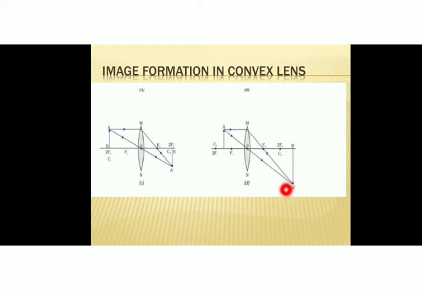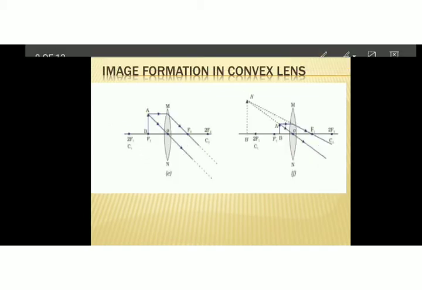And what about the size of the image? When you compare the size of the image with that of the object, it is bigger. So we are getting an enlarged image for this position of the object. So whenever the object is between 2f1 and f1, we will get a real, inverted and enlarged image beyond 2f2. Okay, so from this position onwards, we start to get an enlarged image when the object is between 2f1 and f1.